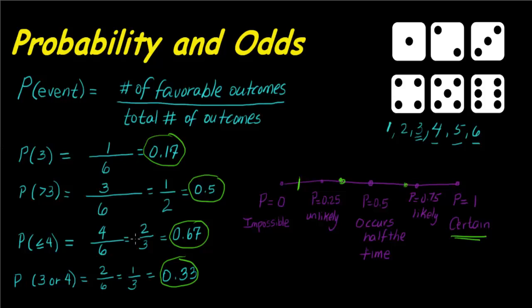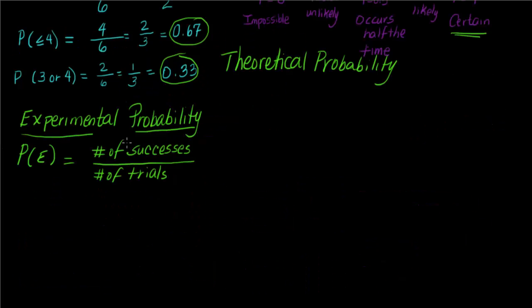Okay? Now, another thing I want to mention is that this probability that we are calculating is called a theoretical probability. And what that means is that in theory, these are the values of this occurring. We saw that in theory, the probability of rolling a 3 or a 4 is 1/3 or 0.33. That's in theory. Experimental probability would actually test rolling a 3 or a 4.